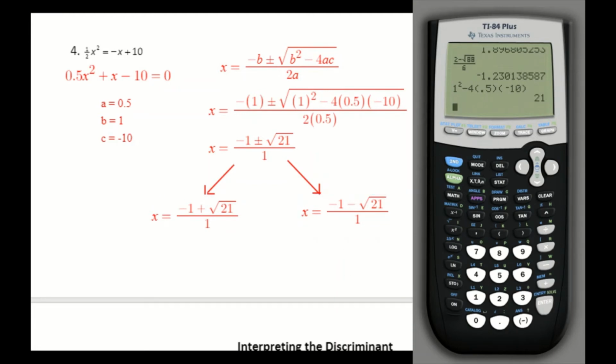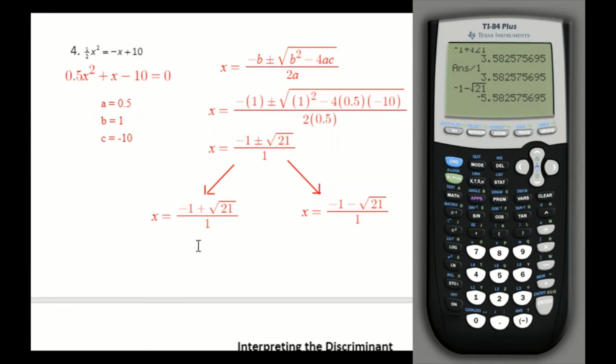So both of these are going to go straight into the calculator. We'll start with the first one. We have negative 1 plus root 21 divided by 1. I guess we don't really need to do that divided by 1, do we? Because dividing by 1 is not going to change anything. Let's find the second solution here. Negative 1 minus root 21. And then I'll just forego the divide by 1 because it's not going to change anything. So we get our two solutions here.